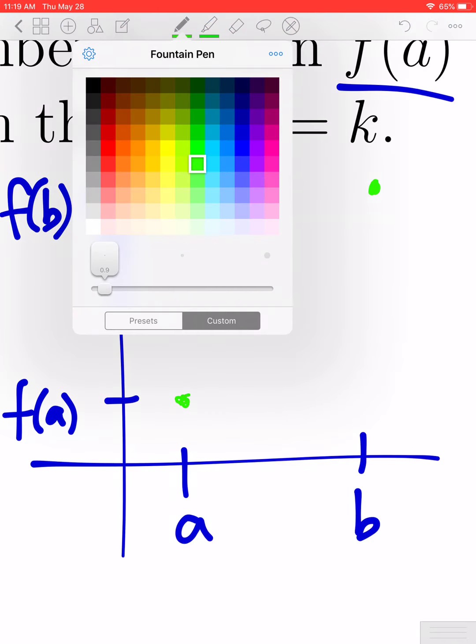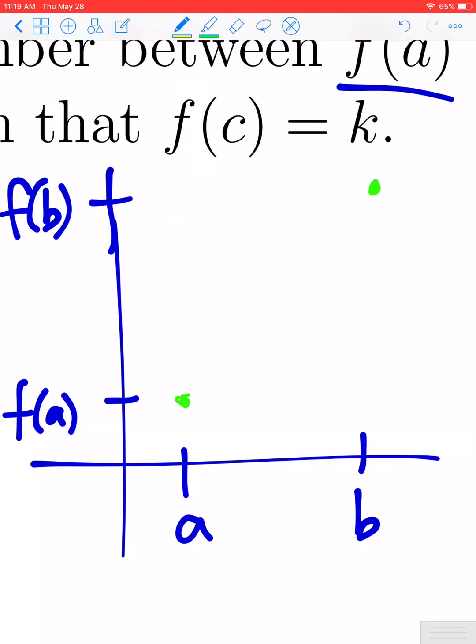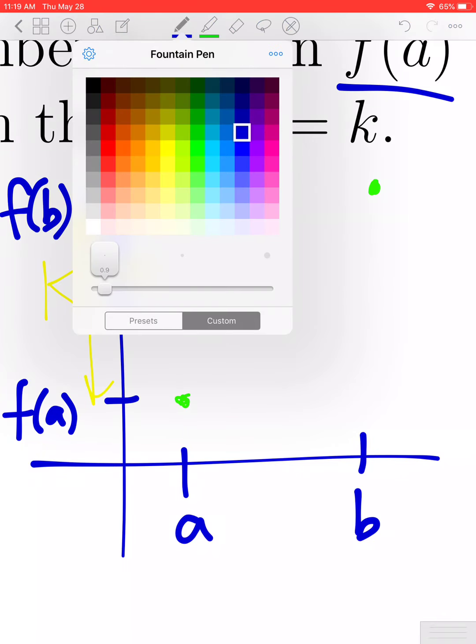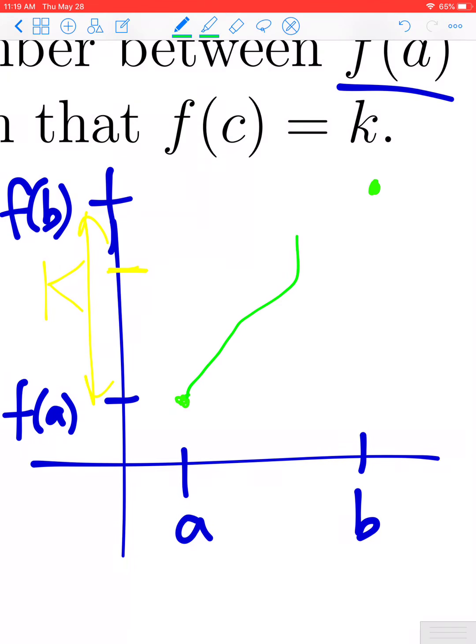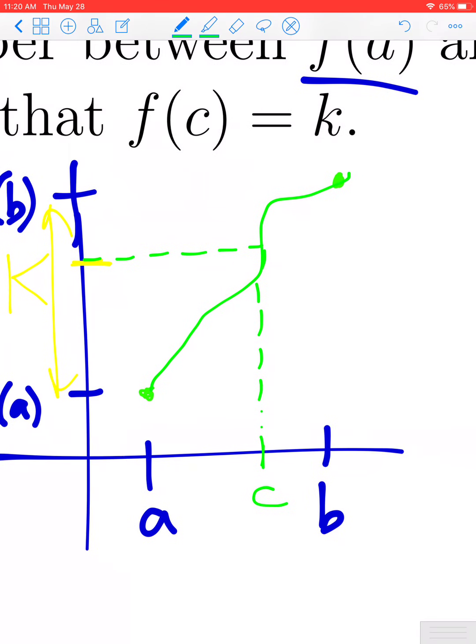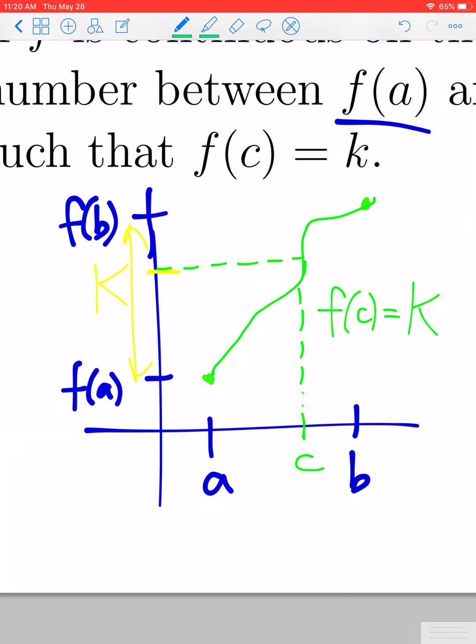So what the intermediate value theorem tells us is that if I pick any number, let's call it k, in between f of a and f of b, let's say k is right here, then there has to be some point, and I'm going to call that point c. Furthermore, there's at least one c. There could be more than one, but there'll be at least one value c in between a and b such that f of c equals k. That's what the intermediate value theorem says.